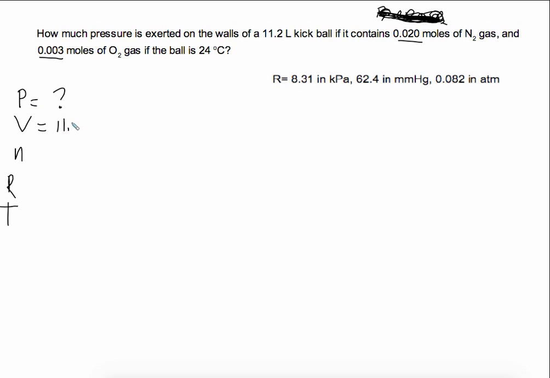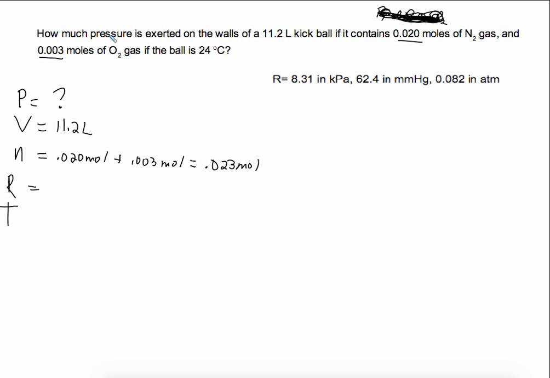Okay, let's list the givens. Okay, so how much pressure? That's what we're looking for. The volume is 11.2 liters. N, okay, well, we got 0.020 moles plus 0.003 moles. So we're going to have to add those together, and you would get 0.023 moles.